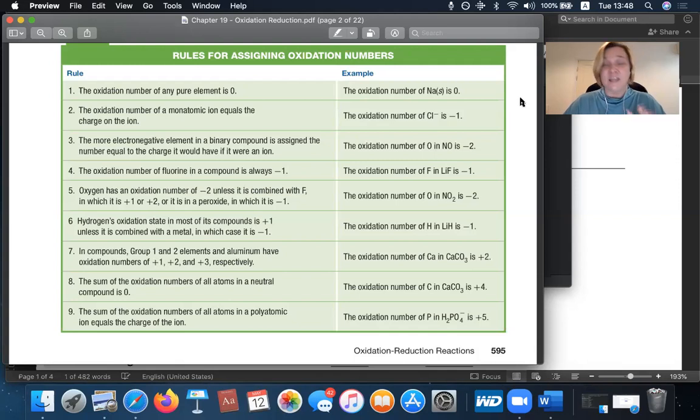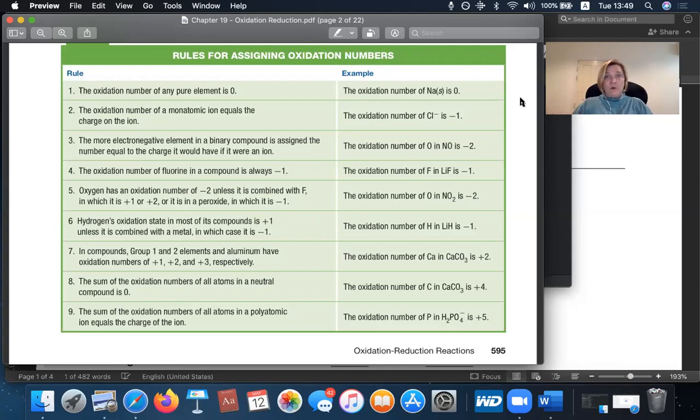Number four, same kind of thing, because fluorine has the highest electronegativity, its oxidation number is always -1, the same as its charge as an ion. Number five, oxygen is like 99% of the time -2, unless it's in a compound with fluorine. Sorry, I keep saying charge, it's not right. If oxygen's in a compound with fluorine, fluorine takes an oxidation number of -1, and then oxygen will be something else, which I'll talk about in a second.